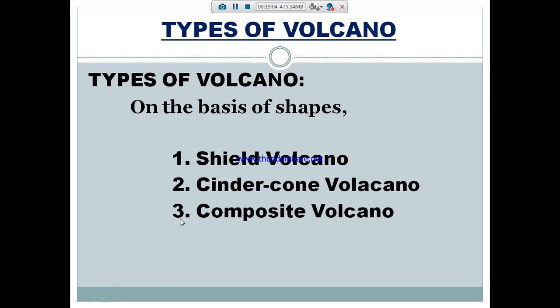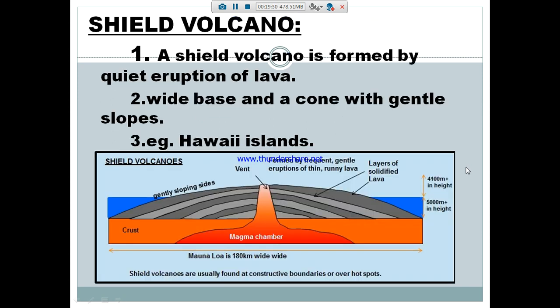See, on the basis of shape, the volcano is divided into 3 types. Due to the shape of the volcano, they divided the volcano into 3 types: shield volcano, cinder cone volcano, composite volcano. See here. First one is a shield volcano.